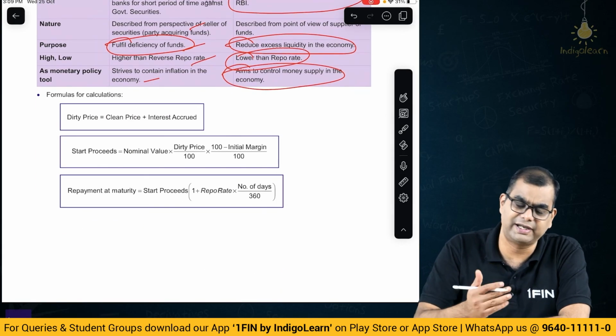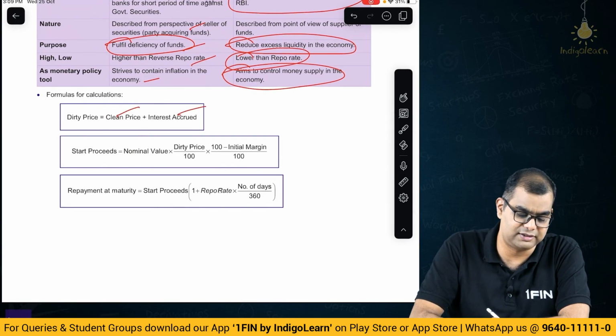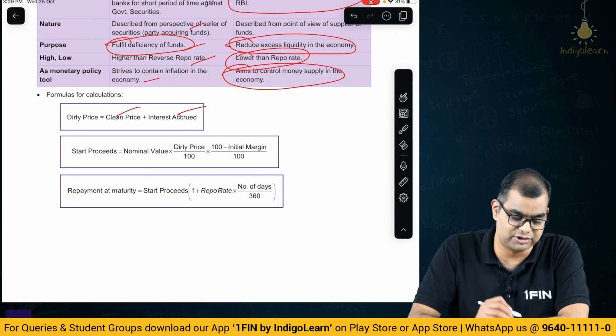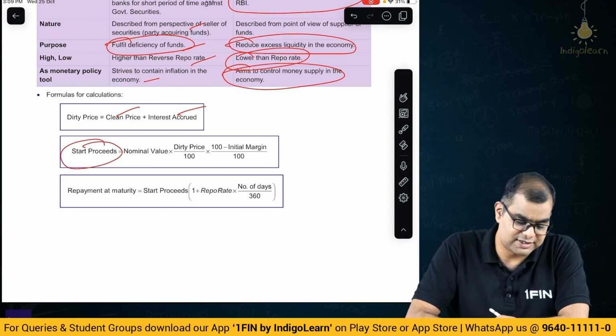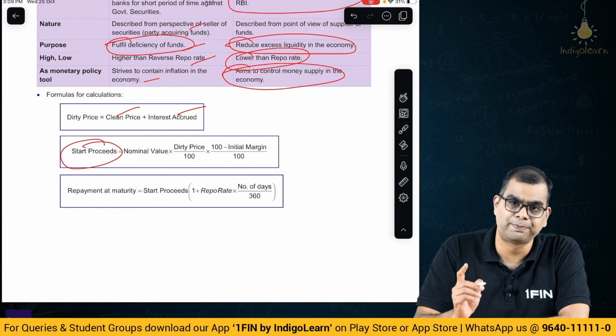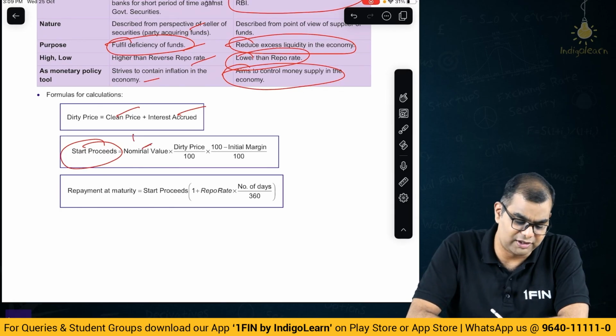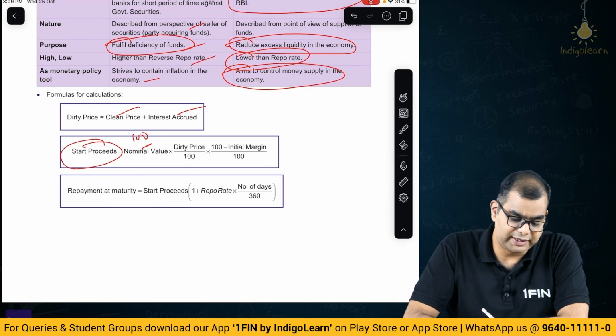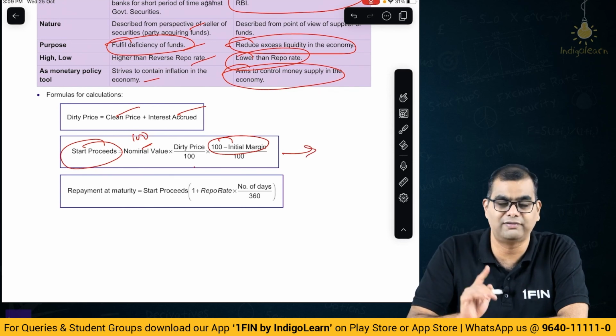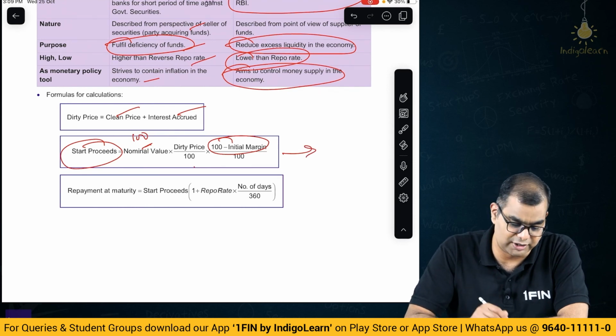Formulas for calculation: here also you have two things, clean and dirty price. Clean plus interest accrued is dirty. Then you have something called start proceeds. Start proceeds is when you are starting, when you are basically getting the money: whatever is the nominal value, let's say 100 rupees or something, into dirty price by 100, into 100 minus initial margin by 100. Now you will understand this particular logic only when you solve a problem. So unnecessarily don't get worried, we'll go to that problem.